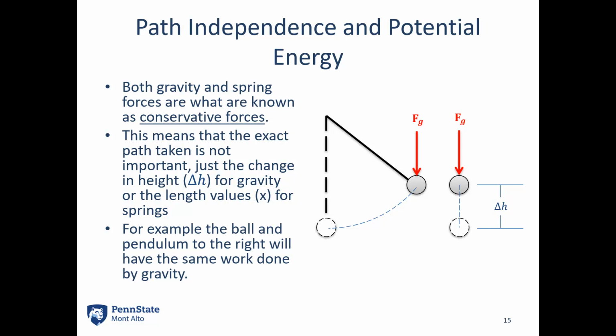And so even though the pendulum moves a lot further, for the gravity force, only the perpendicular part is going to count. As this moves further, there's only a section of the work done by gravity that's actually exerting work. Whereas here, it'd be force times delta H, a pretty simple relationship. But in the end, delta H is all that matters. And then for springs, like I said, the change in x value is the only thing that matters.